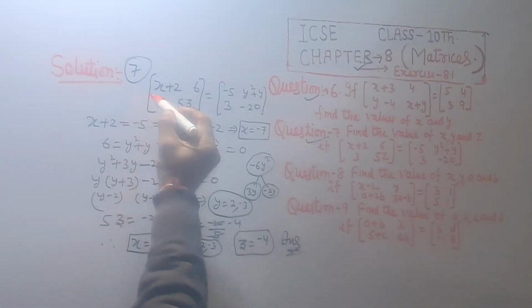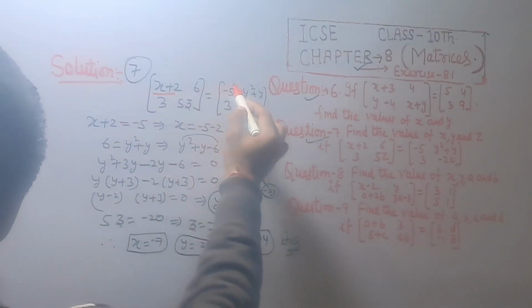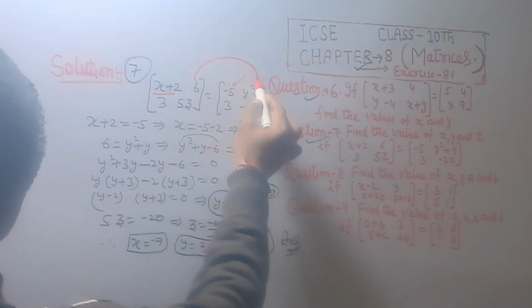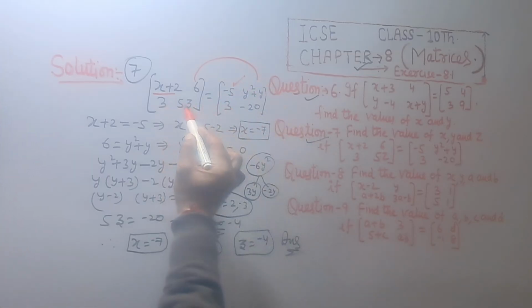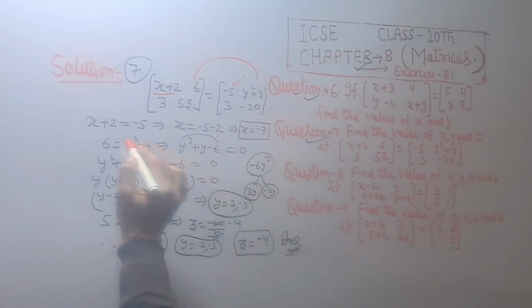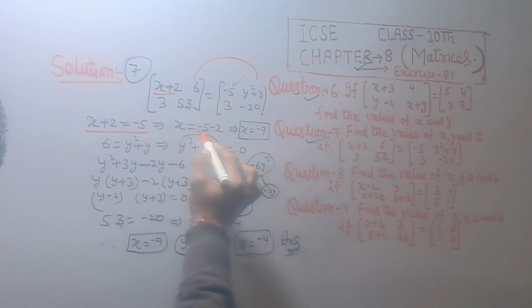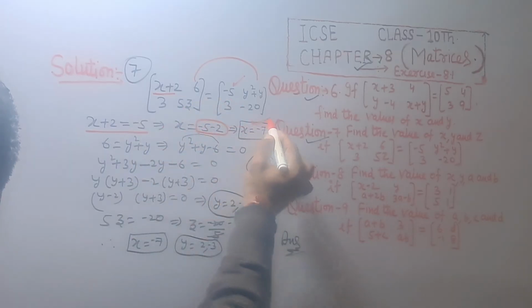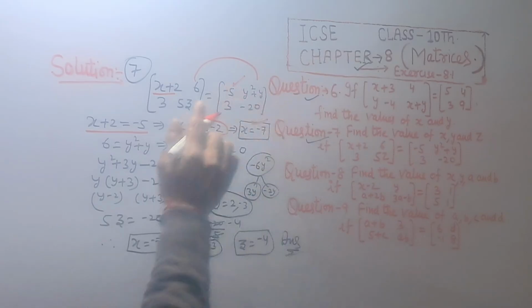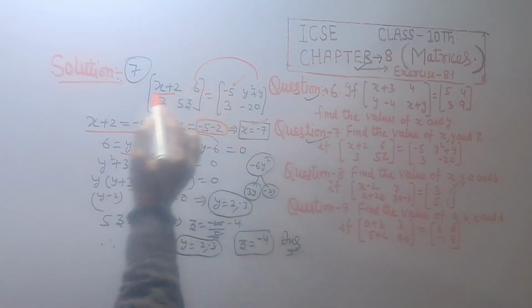Answer: given x plus 2 equal to minus 5 and 6 is equal to y square plus y, 3 is equal to 3, 5z equal to minus 20. X plus 2 is equal to minus 5 means x equals minus 5 minus 2, then x equals minus 7. And second, y square plus y equal to 6.